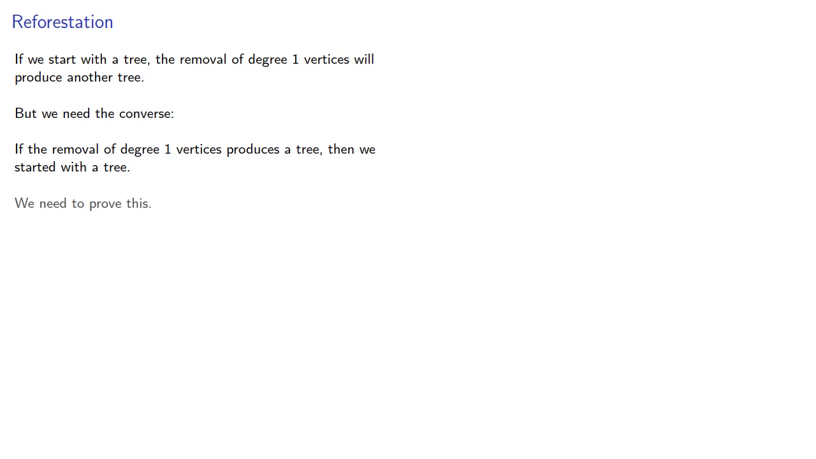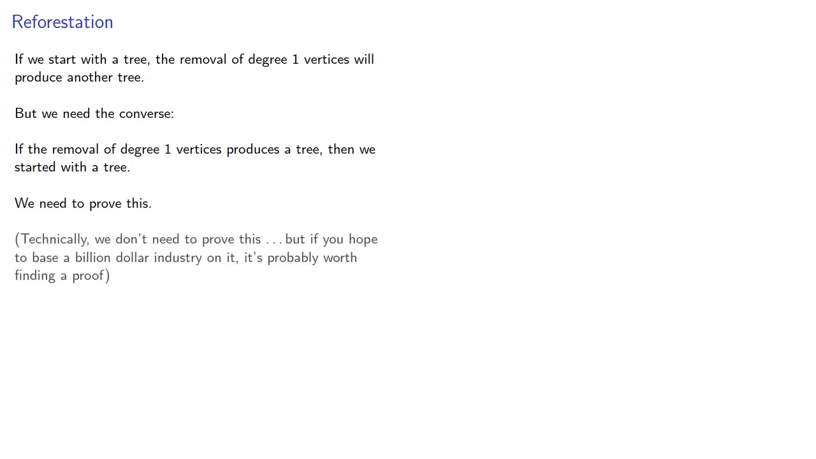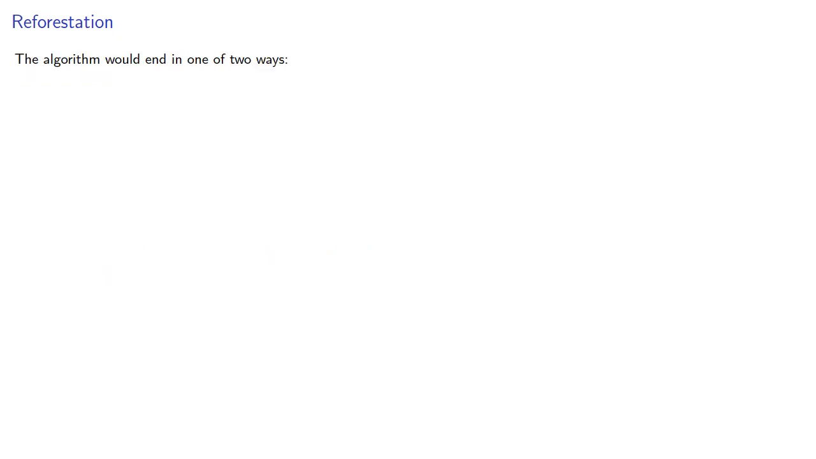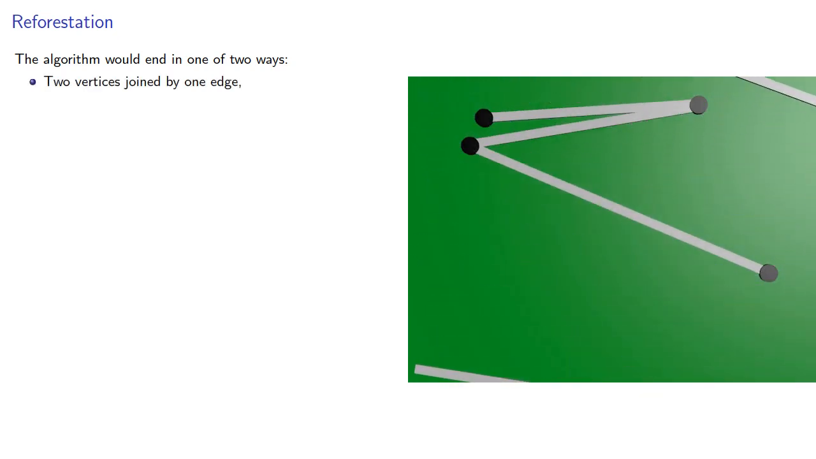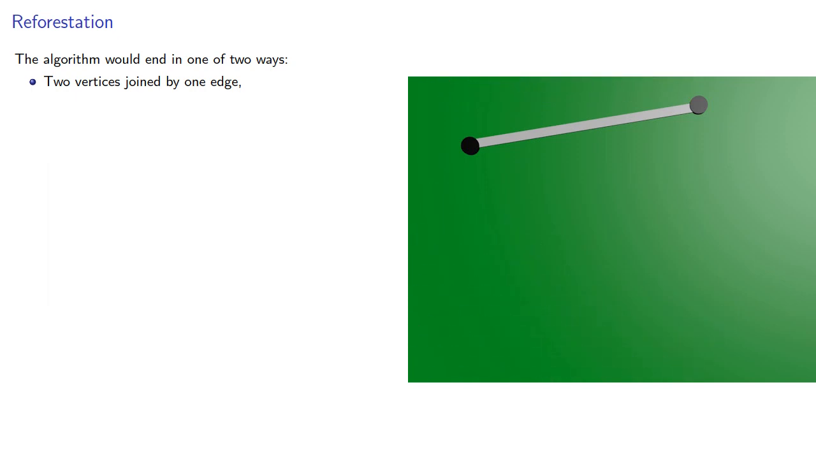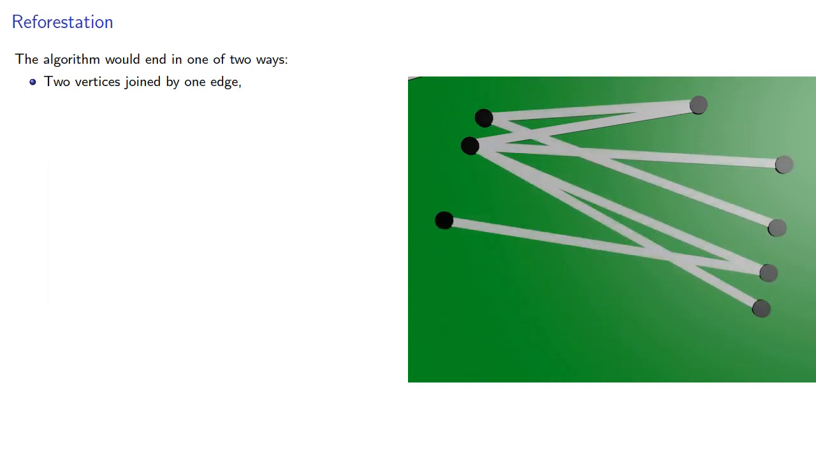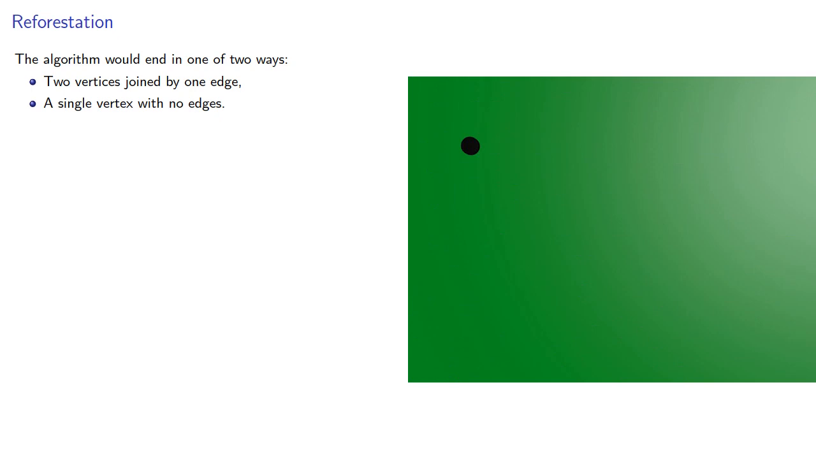We need to prove this. Technically, we don't need to prove this, but if you hope to base a billion-dollar industry on it, it's probably worth finding a proof. So let's consider the algorithm could end in one of two ways. Either we get down to two vertices joined by one edge, or we get down to a single vertex with no edges. Let's work our way backwards.